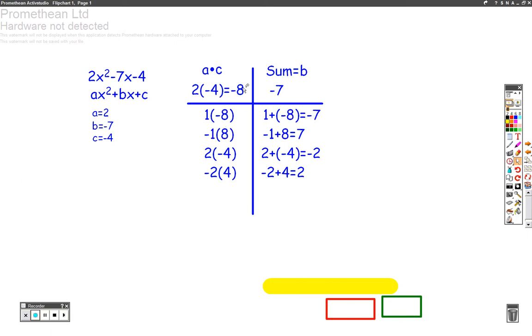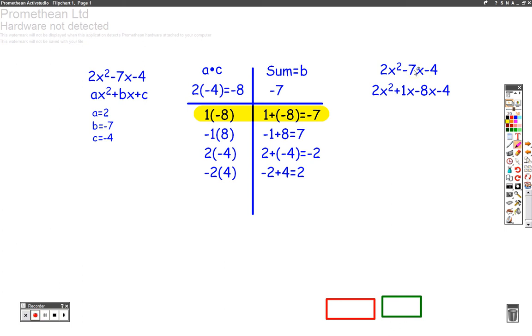-1 times 8 gives me -8. And -1 plus 8 gives me 7. And so forth through the rest. If I look, the first one gives me what I'm looking for. Two things that multiply to -8, and they also add up to -7. So I'm going to substitute this back into my equation.